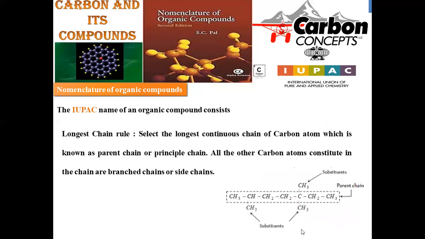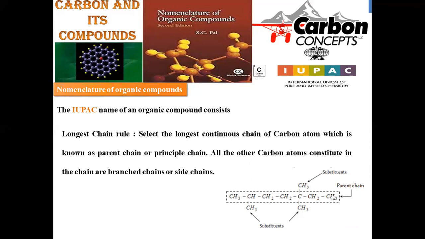And the longest chain rule, in the sense, you can start numbering from any side, either from top, bottom, left side, or right side. But the thing is, the longest chain should be obtained. Only then will that be a proper numbering. If you start numbering from this end, for example, 1, 2, 3, 4, 5, 6, 7, that carbon chain is called the parental chain. Then the methyls present here will become branches.